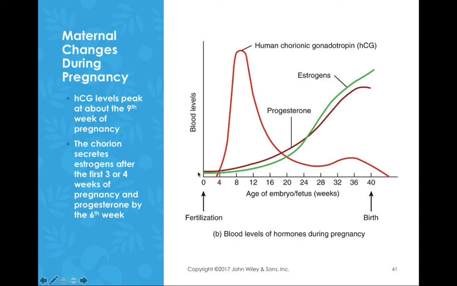You can see here in early pregnancy the HCG levels are going to spike, and then here by the 3rd month the placenta is also going to start releasing estrogen and progesterone. So we see those levels increasing drastically as this process continues.